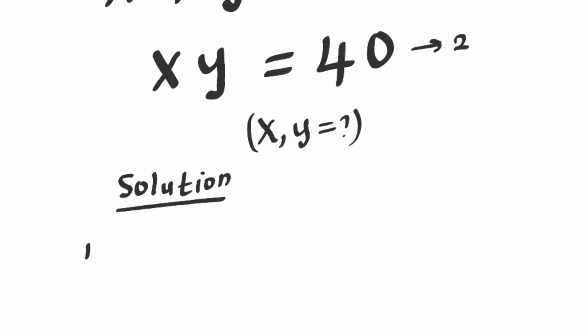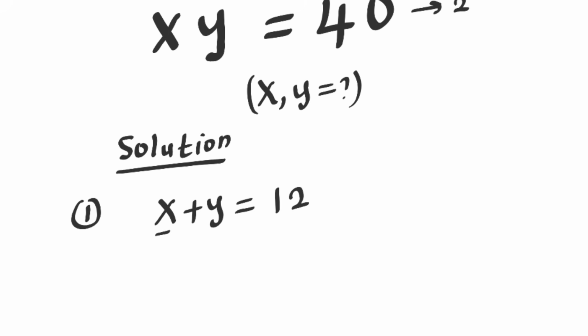From equation 1, x plus y is equal to 12. Now, let us make x the subject of the formula. x is equal to 12 minus y. Let us call this equation 3.